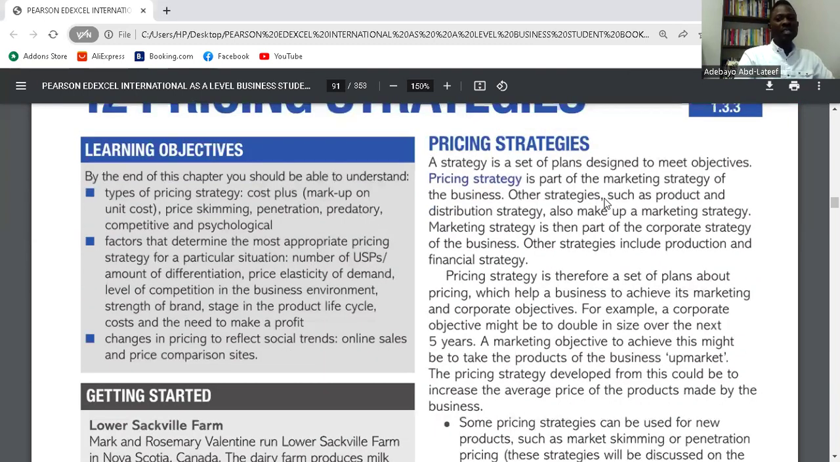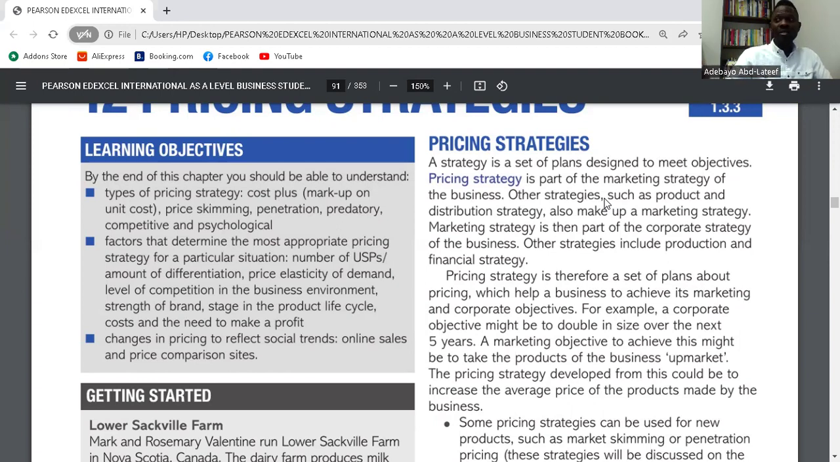A strategy is a set of plans designed to meet objectives. Price strategy is part of the marketing strategy of the business. Other strategies, such as product and distribution strategy, also become marketing strategy. Marketing strategy is then part of the corporate strategy of the business. Other strategies include production and financial strategy. So a strategy itself is a set of plans designed to meet the marketing objective.